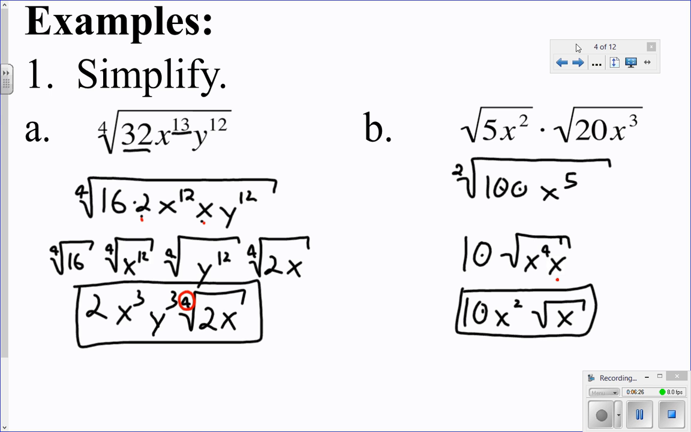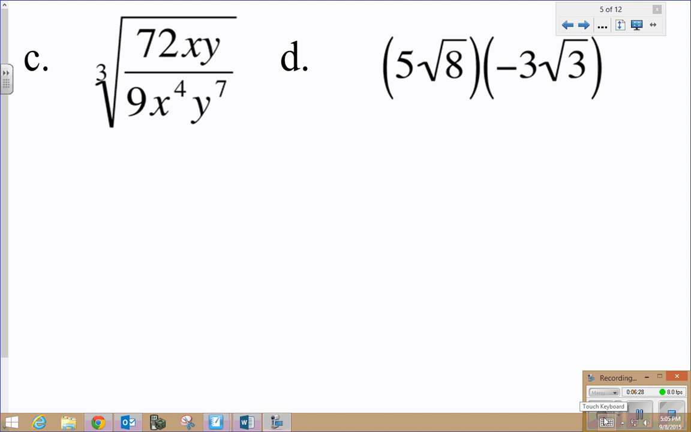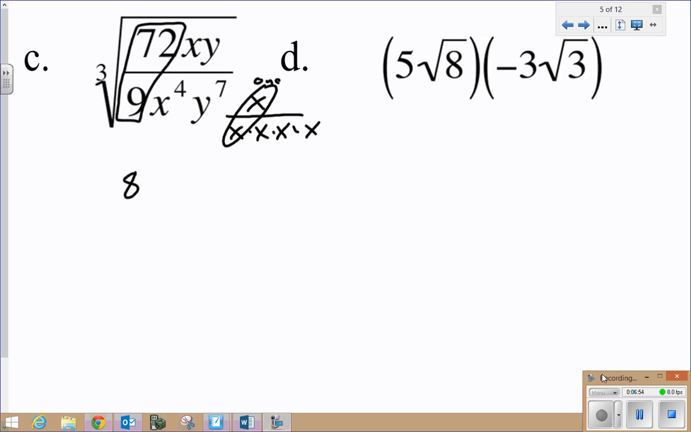That is my simplified form. All right, so here on C, we can see that sometimes it's going to be advantageous for us to simplify and reduce here. So I'm looking at my coefficients. 72 divided by 9 is going to be 8. Well, x divided by x to the 4th, you can think of it as x over x times x times x times x. So that's going to simplify to 1. So then I get 1 over x cubed. So I'm going to have an x cubed in the denominator.